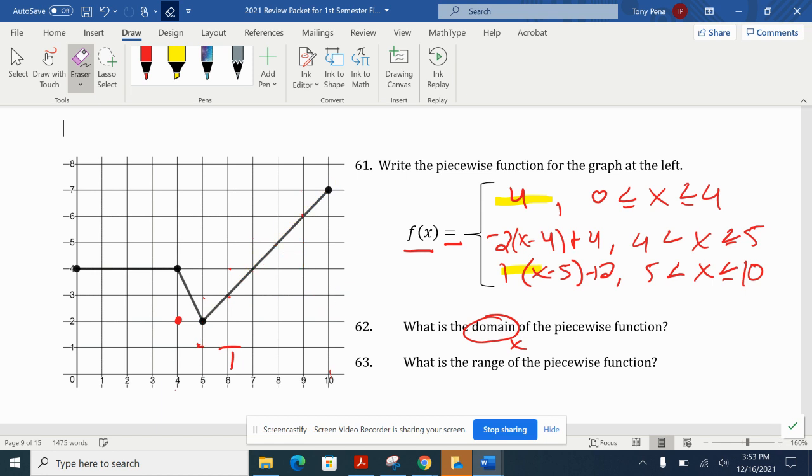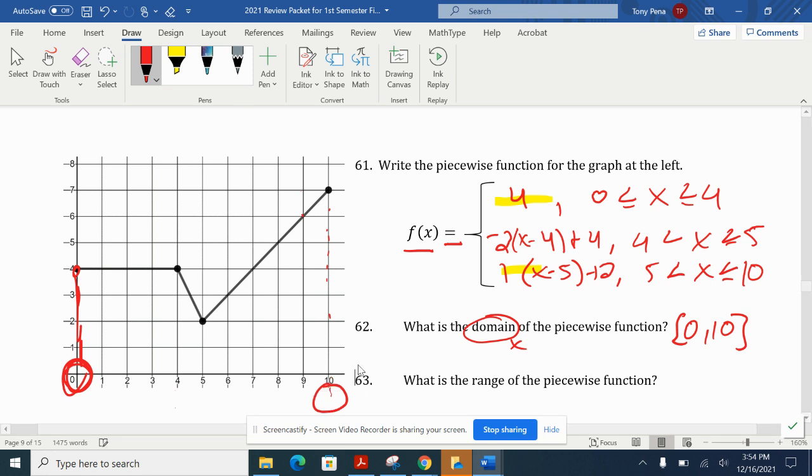So if we look at this graph, it's a continuous graph. We don't have to worry about anything getting split. And we would just look, domain are your x values. Well, this starts at the x value of 0. And then this graph ends at the x value of 10. There are no breaks. So my domain is 0 to 10. You can also use these interval notation ways of writing it. So we also could say 0 less than or equal to x less than or equal to 10. Same thing.